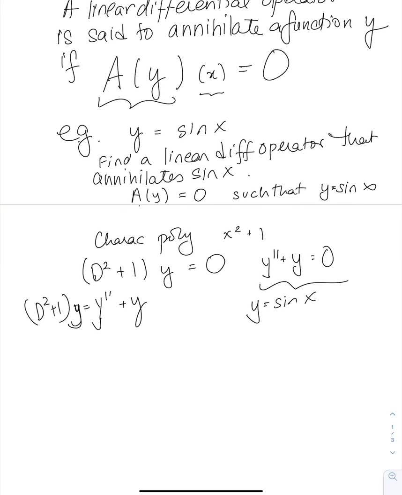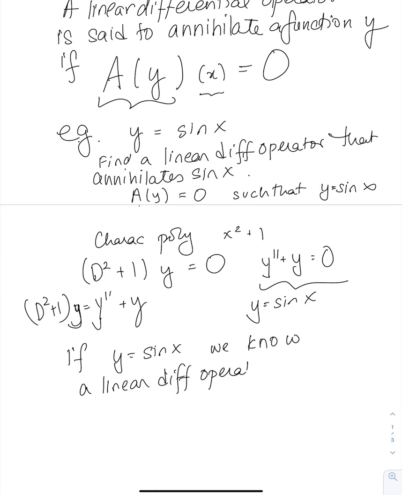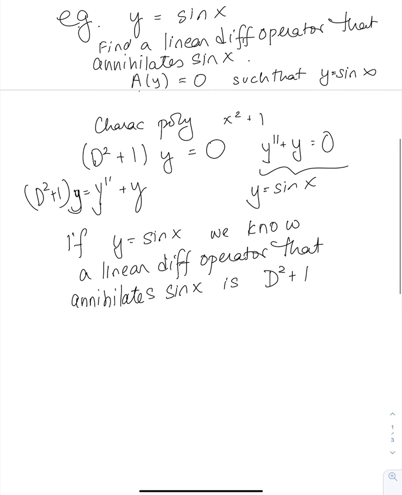Okay, so in the above example, y equals sine x. We know that the linear differential operator that annihilates sine x is D squared plus 1. In short, D squared plus 1 applied to sine x gives you the 0 function.